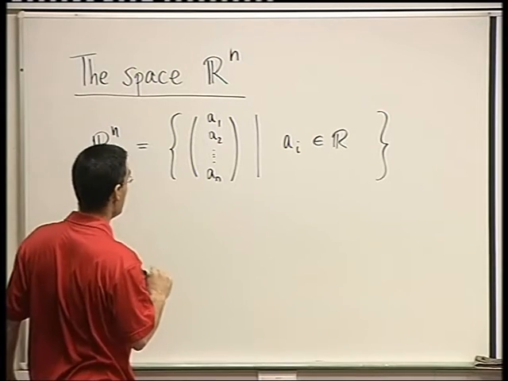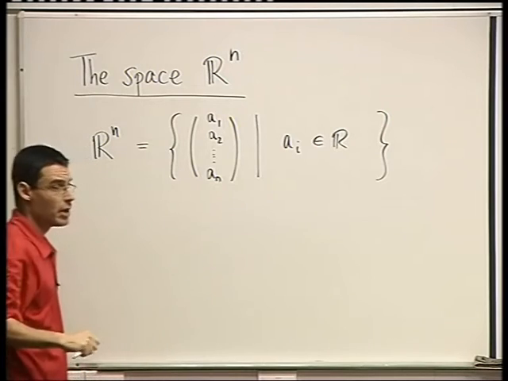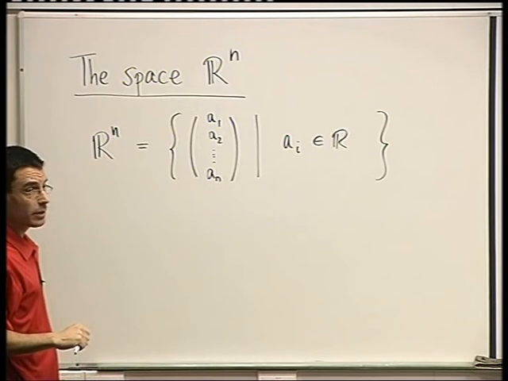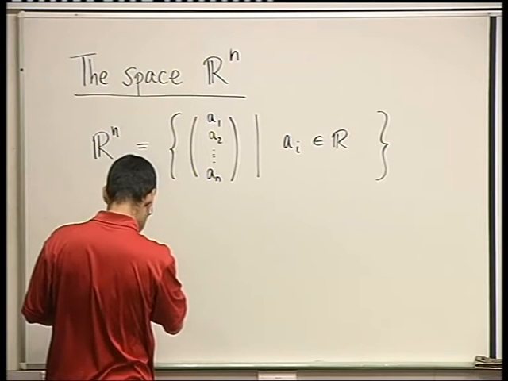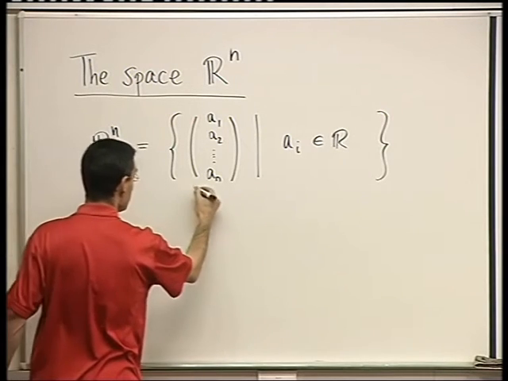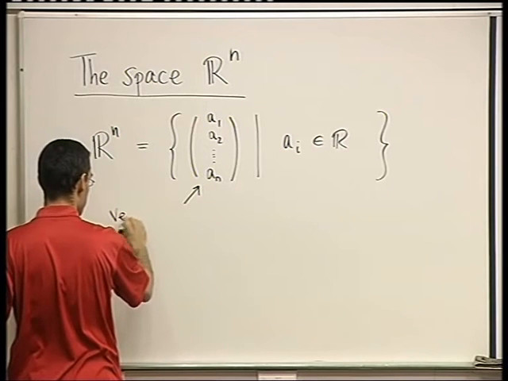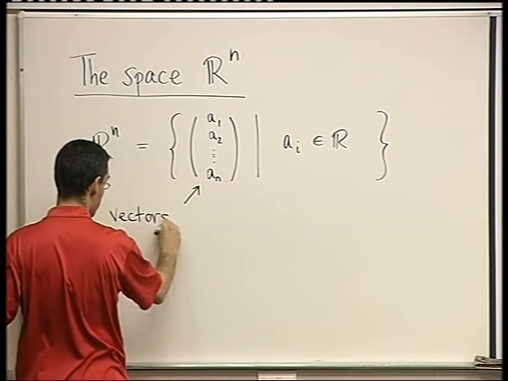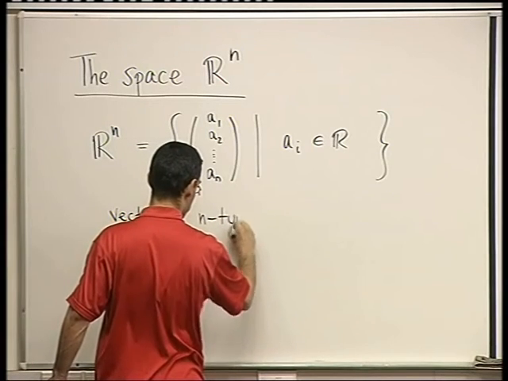As a set. Often you'll see that these column vectors are called n-tuples. Sometimes they're called that. So maybe let's write that. These are called vectors, column vectors. You could write them as rows, or sometimes they're called n-tuples.